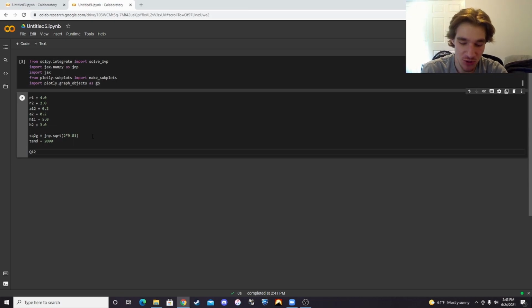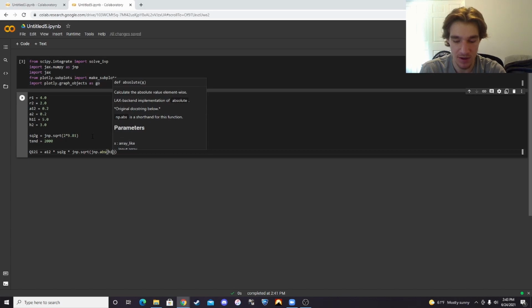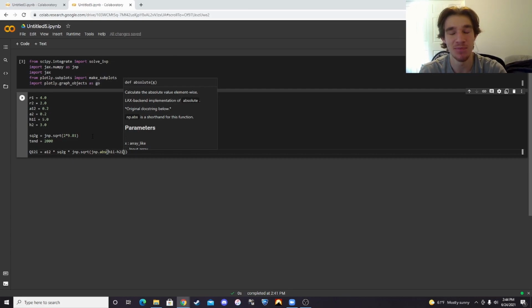So Q12 initial, this is what we did on the OneNote, this is what we solved for, and this is going to be equal to the area of the pipe from tank 1 to 2 times the velocity, which we found to be the square root of 2g, so this is where you use the square root of 2g, times the square root of the absolute value of height 1 initial minus height 2 initial. We want to use absolute value here because we can't get a negative number under our square root.